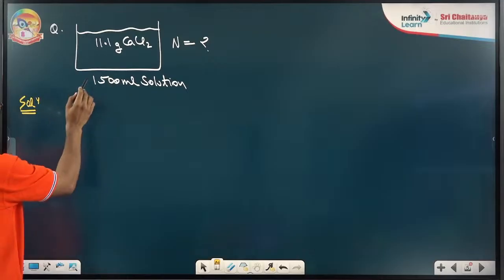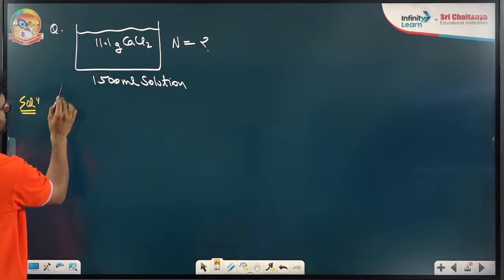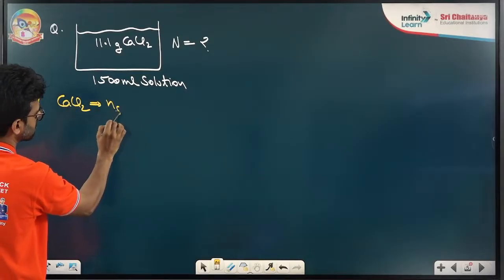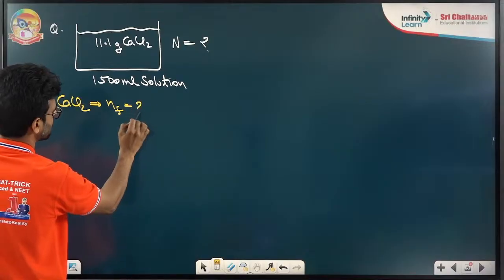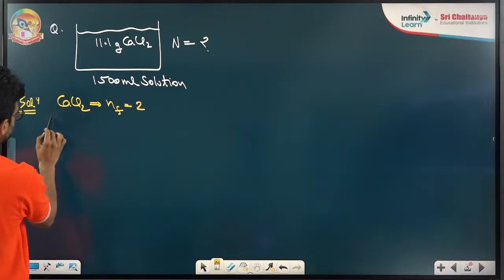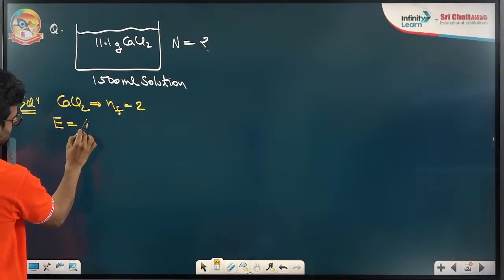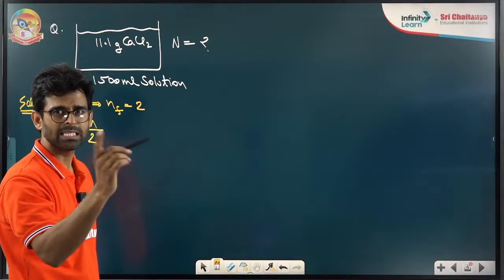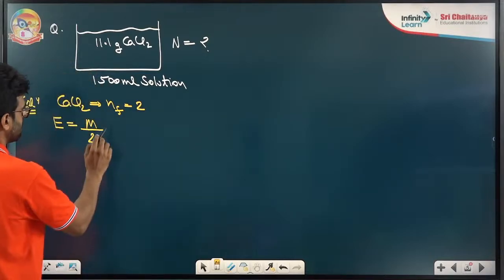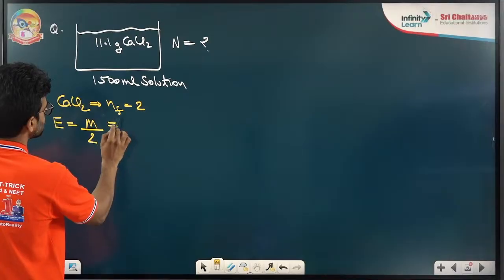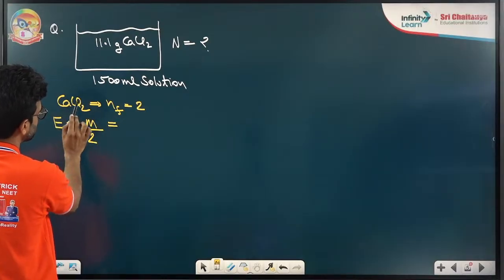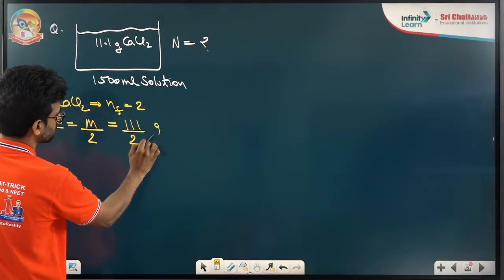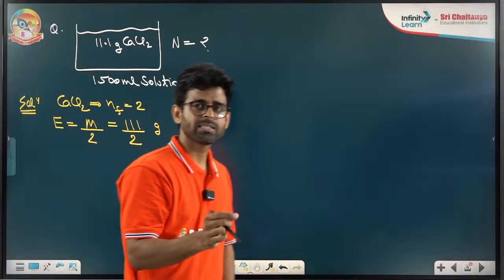You see here, let us find the n factor first. I am moving very slowly here, otherwise we can do it directly, it's not a lengthy thing. N factor is 2, right? If you want to find the equivalent weight, it's molar mass by n factor. CaCl2 has n factor 2 because calcium is plus 2, Cl is also minus 2 here. So M by 2. The molar mass is 40 plus 71, which is 111. So 111 by 2 is the equivalent weight of CaCl2, right?